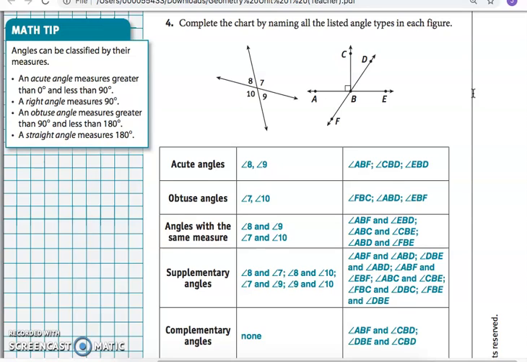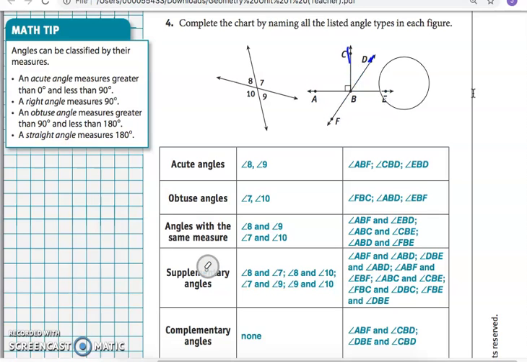For the lettered figure, a little bit more complicated, but you can see your acute angles are angle ABF, angle CBD, and then angle EBD. So those three angles are all acute. They're all less than 90 degrees.